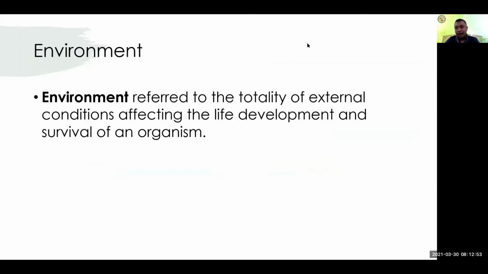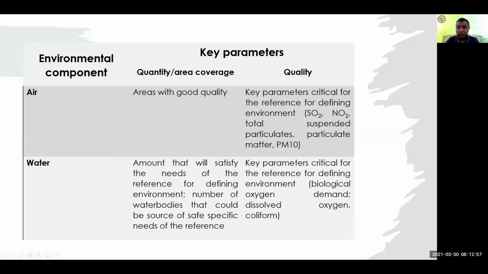So our environment has different components. I have a table here discussing the different environmental components. To start, we have the air. Now on the second and third column, these are the key parameters to check on their quantity as well as their quality. Okay, let's start with air.